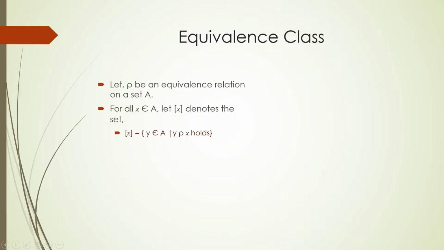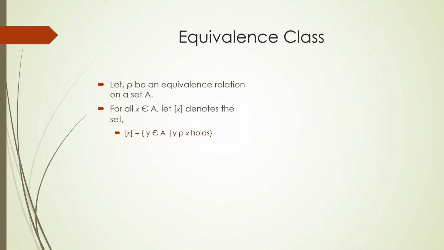So what it says: first we consider rho to be an equivalence relation on set A. I hope you remember what an equivalence relation is. If not, see my last video in the I button above. So what we are doing is taking x which belongs to A, and letting [x] denote the set {y belongs to A such that y rho x holds}, and y rho x means the ordered pair (y, x) belongs to rho, where rho is the equivalence relation on set A.